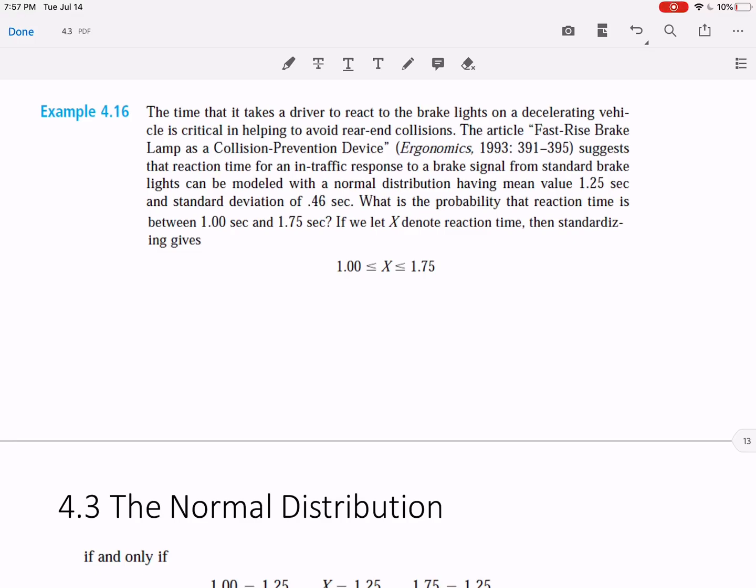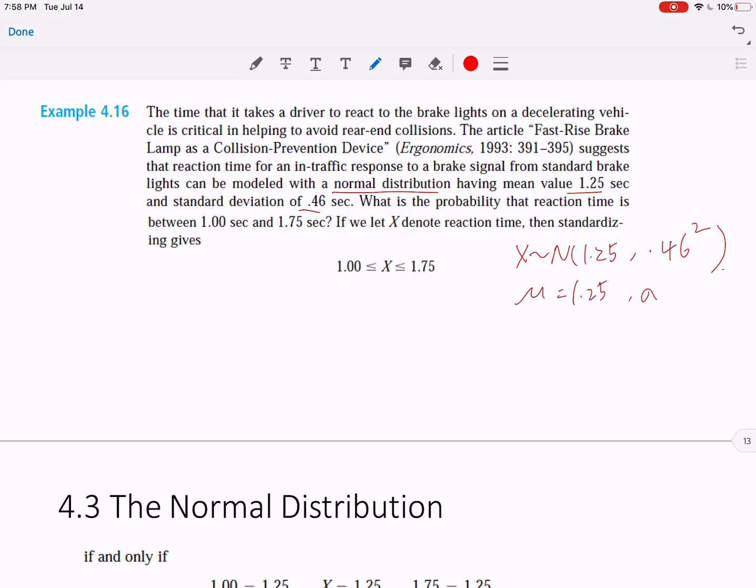So I wouldn't read over the whole background information. What we have is a normal distribution with mean 1.25 and standard deviation 0.46. In other words, x follows a normal distribution, where mu is 1.25 and the variance would be 0.46 squared. So mu is equal to 1.25 and sigma is equal to 0.46. The reason we have the square here is because we need a variance instead of the standard deviation.